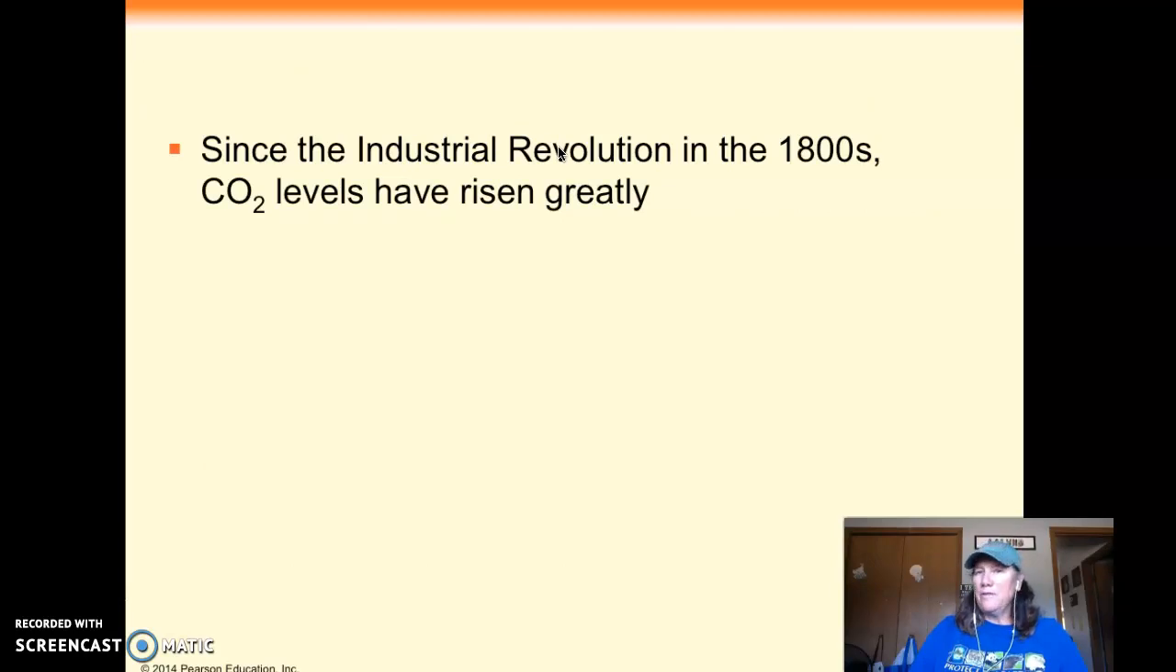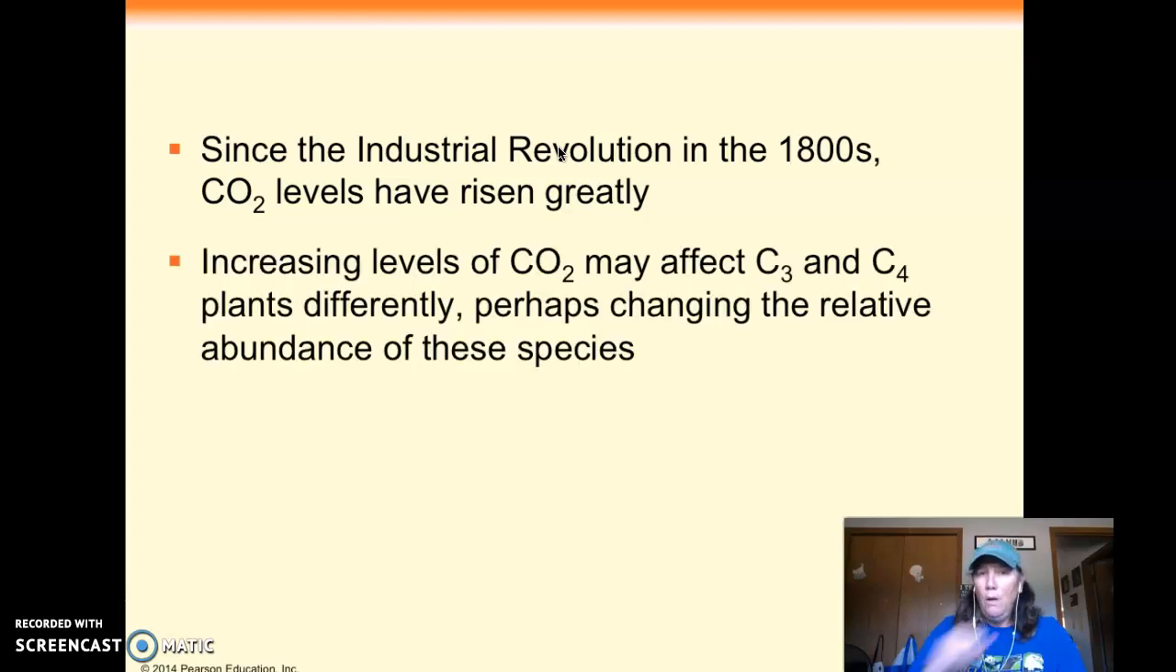Since the Industrial Revolution in the 1800s, we burn a lot of fossil fuels. First, we started with coal, then we discovered oil. We burn a lot of oil, natural gas. We are very bad consumers of fossil fuels. So when you burn fossil fuels, you end up with carbon dioxide and water. So our carbon dioxide levels are way higher than they ever used to be.